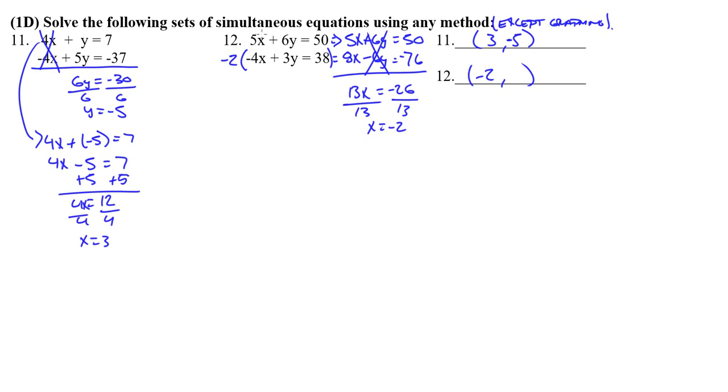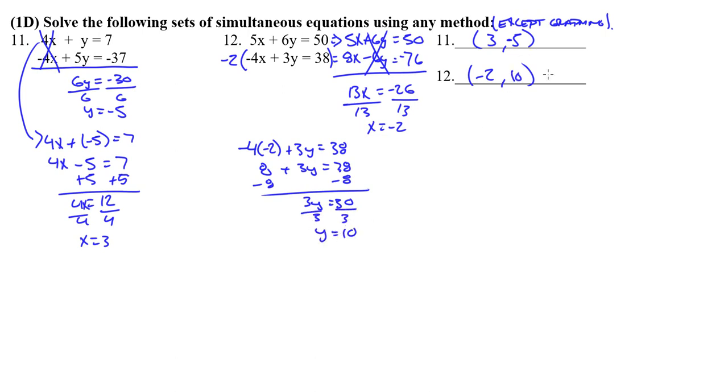Now that we know what x is, plug it into one of these two equations and figure out what y is. So, doesn't matter which one we do. I'm going to plug it into the second one. Negative 4 times negative 2 plus 3y equals 38. So that's positive 8 plus 3y equals 38. Subtract 8 from both sides. 3y equals 30. Right? Divide by 3. And y is 10. So there's our two solutions for 11 and 12. One solution each, obviously. All right? Doing okay?